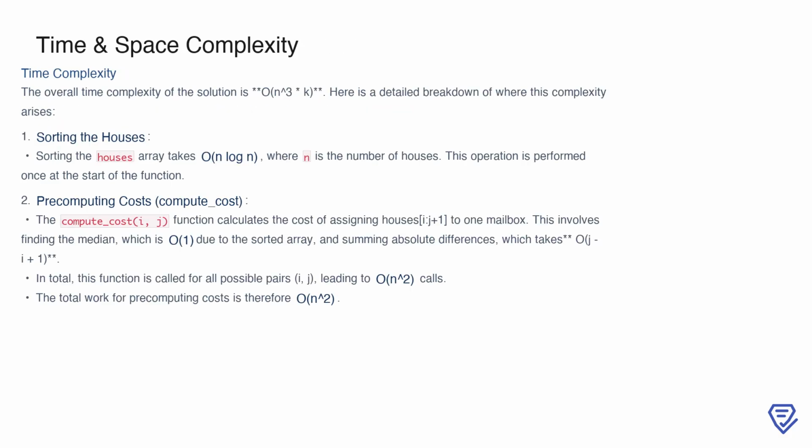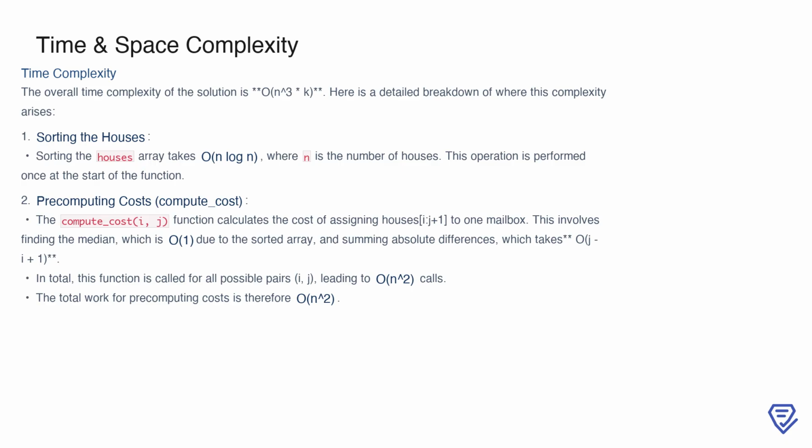The time complexity of the solution is governed by several components, and the first part involves sorting the houses. Sorting the houses array, which is necessary to simplify median calculations later, takes O(n log n), where n is the number of houses. This is a one-time cost incurred at the beginning of the function.